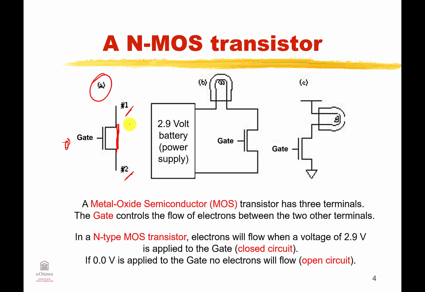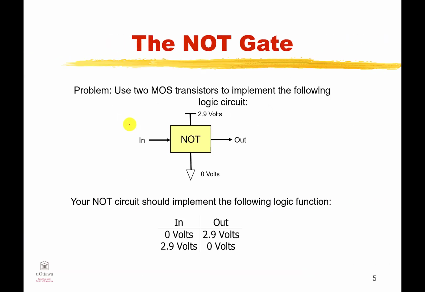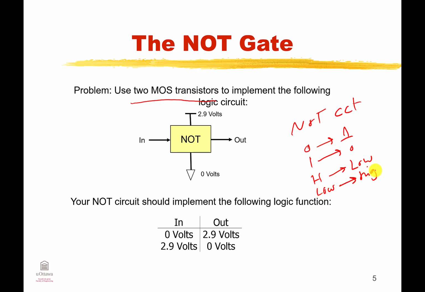Now, the question is, how can I use two MOS transistors to implement a NOT circuit? If you remember the complement, guys, we have 0 and we want to get 1, and if we have 1 we need to get 0, or if we have high I want to get low, and if I have low I want to get high. So how can I implement that using digital electronics principles?